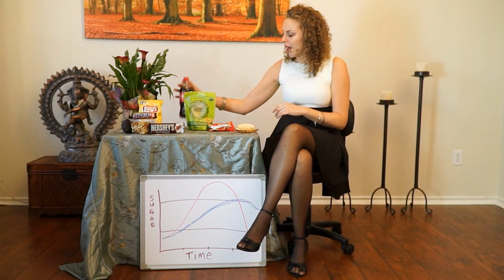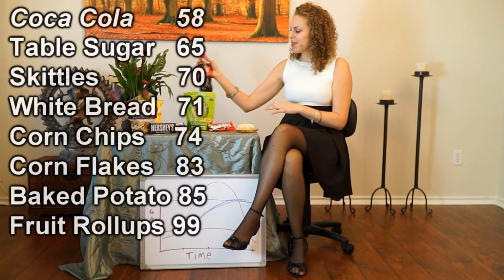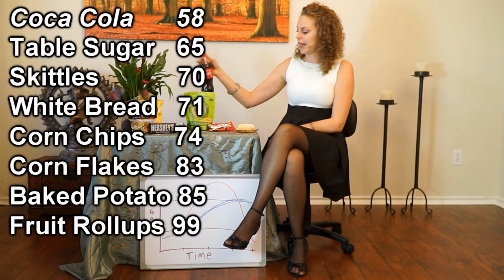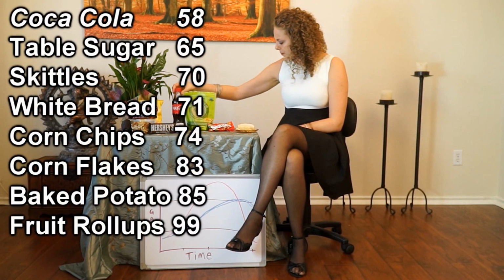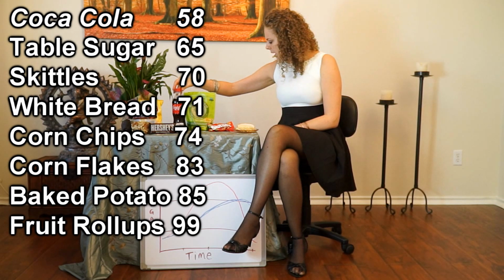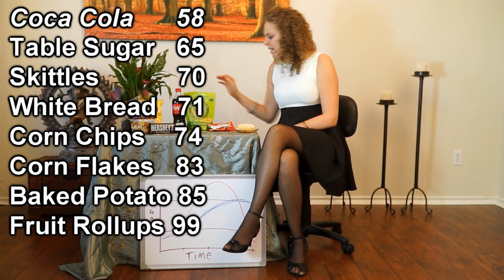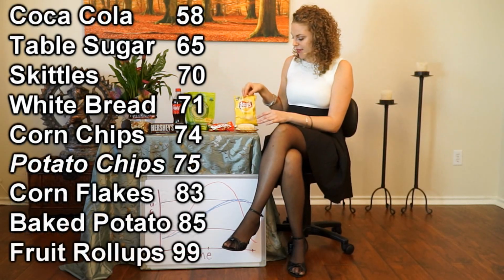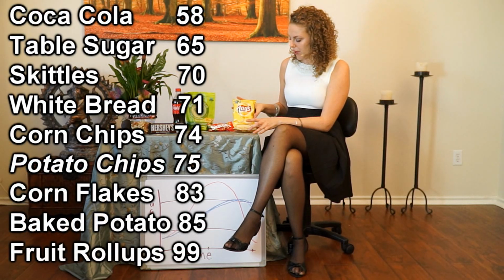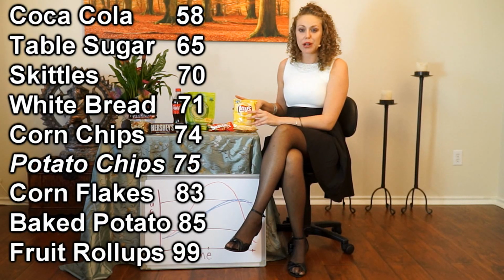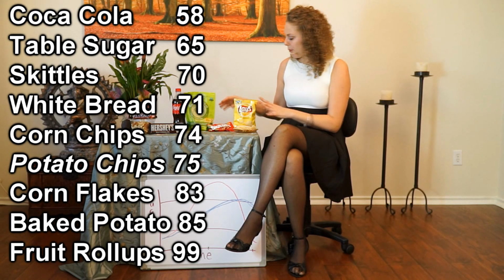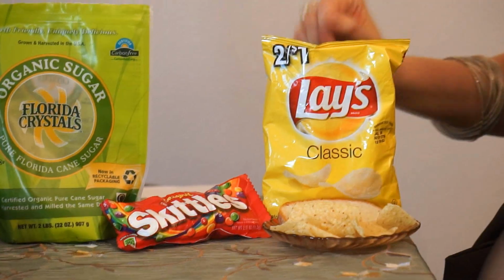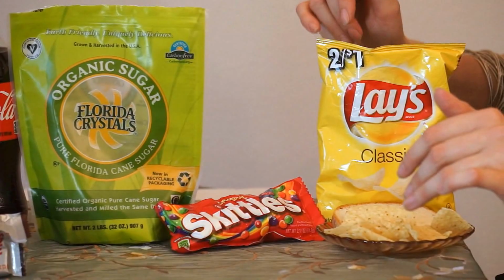So moving down the other side, Coca-Cola is a 58. So it's just a little bit lower glycemic than the table sugar. And let's see, potato chips, these actually need to go over here. These are a 75. So they're, again, coming up around with our other starchy foods, our corn chips, bread, and Skittles.